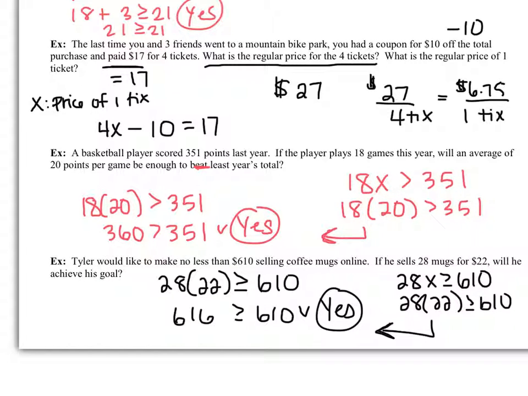And down here, he wants to make no less than $610, so that means he wants to make 610 or more, because he doesn't want to make less than that. So greater than or equal to 610. He's selling 28 mugs for $22, which would be a total of $616, which would be enough to achieve his goal. And again, you could set it up as an inequality and then replace, but for now you have all the information, so that's perfect.